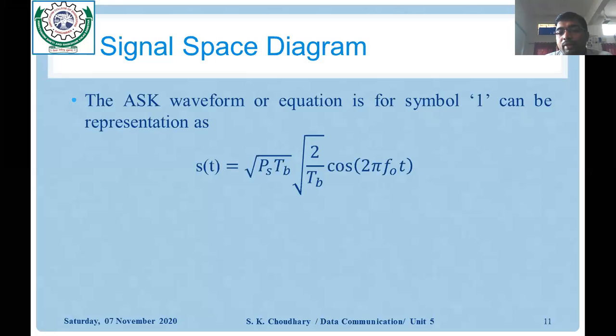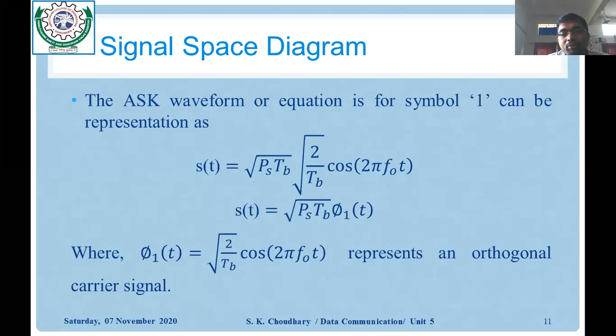We have just multiplied and divided by root T_b in the numerator and denominator here, and you can see that S(t) can now be written as the square root of P_s T_b times phi_1(t). So what is phi_1(t)? Phi_1(t) is the square root of 2 upon T_b cos 2 pi f naught t. It represents the orthogonal carrier signal.